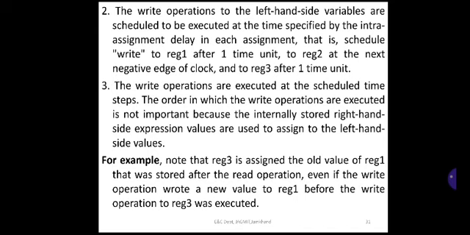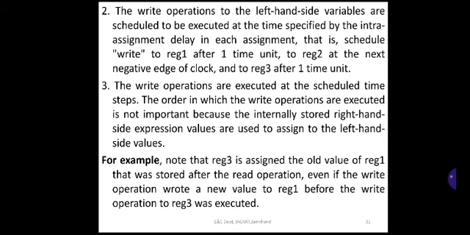Here the order in which the write operations are executed is not important. As I already told you, whatever the order they are written is not important here, because internally the read operation has already been performed and the result is stored temporarily. The internally stored right-hand side expression values are used to assign to the left-hand side variables. Those already evaluated values are just assigned to the left-hand side variables after the scheduled time delay.